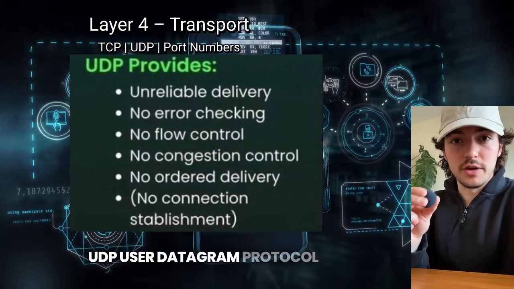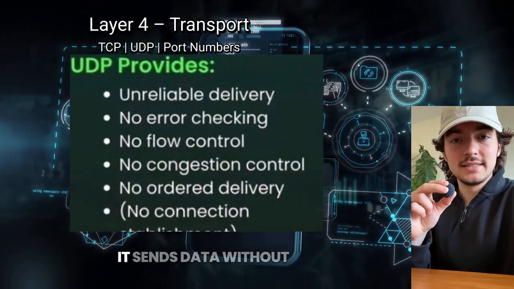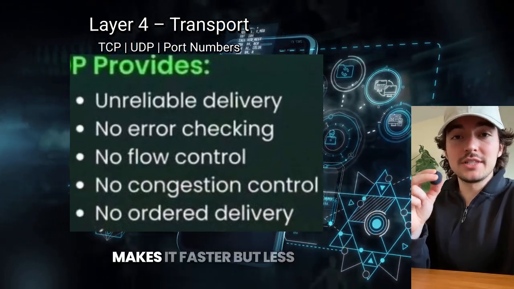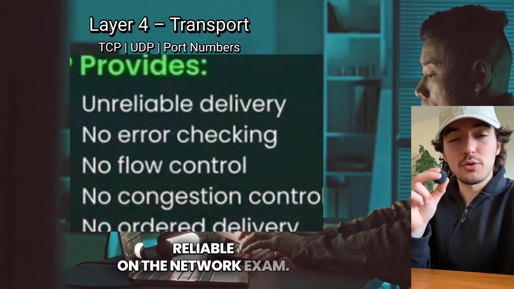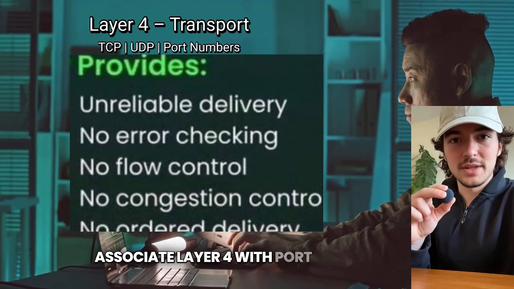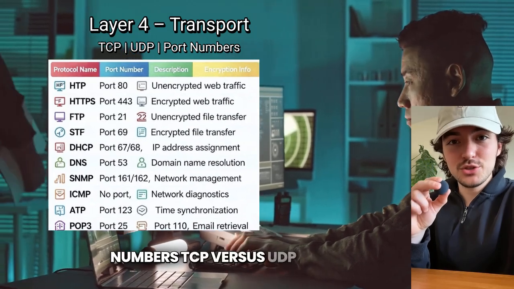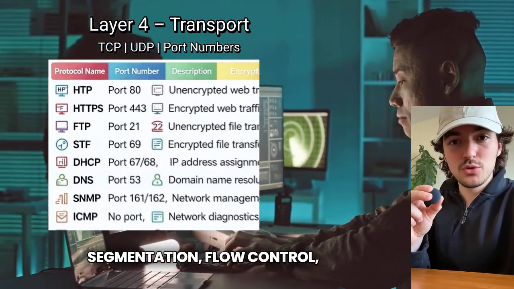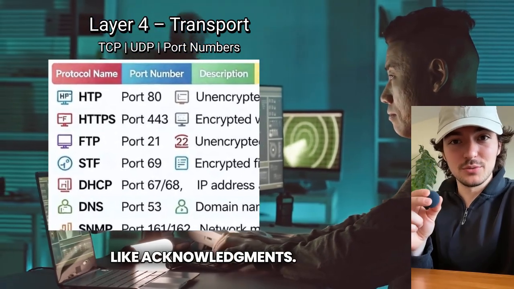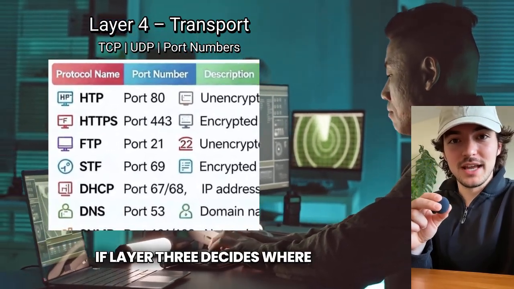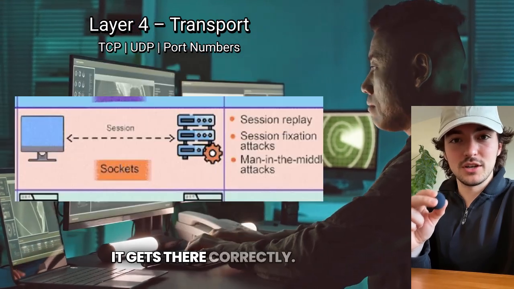UDP, User Datagram Protocol, is connectionless. It sends data without guaranteeing delivery, which makes it faster but less reliable. On the Network Plus exam, associate layer 4 with port numbers, TCP versus UDP, segmentation, flow control, and reliability mechanisms like acknowledgements. If layer 3 decides where data goes, layer 4 ensures it gets there correctly.